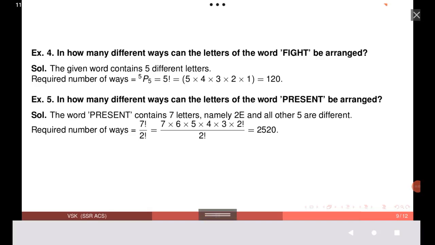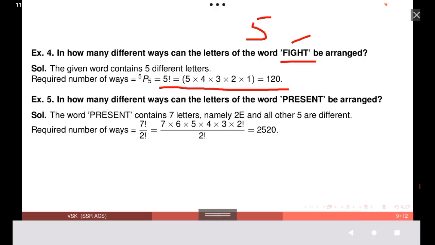Now let us quickly see this example. In how many different ways can the letters of the word FIGHT be arranged? So how many letters are there? Here there are 5 and all are different letters. So this can be arranged in factorial 5 ways, that is 120 ways.